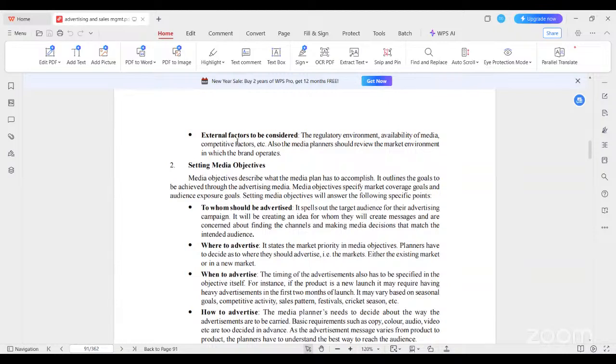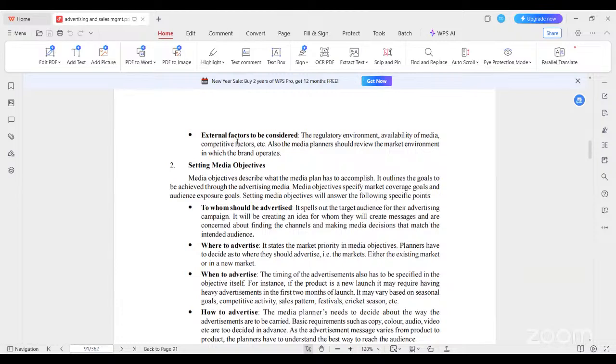Okay. So to whom we should advertise, it spells out the target audience of their advertising campaign. It will be creating an idea for whom they will create the messages, and it is concerned with finding the channels and making various decisions that match your goal. Means your target audience, whom you intend to treat as an audience, who will be your customers, future customers. All this will be decided. And where to advertise: it states the market priority in media objectives.